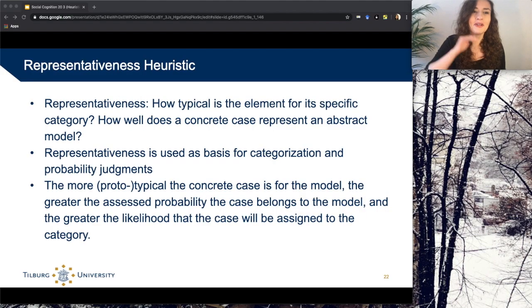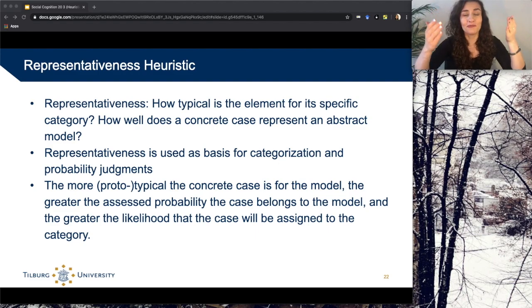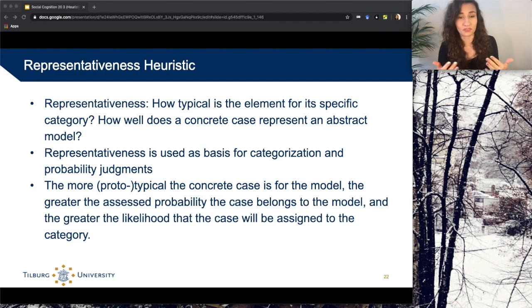Okay, so that means a representativeness heuristic basically is based on the idea of asking how typical a certain element is for its specific category. So in our example with the lottery, how typical is the sequence for the category of sequences of random numbers? Another way of phrasing this is, how well does a specific case represent an abstract model? So how well does our sequence of numbers represent our abstract model of what random number sequences look like?